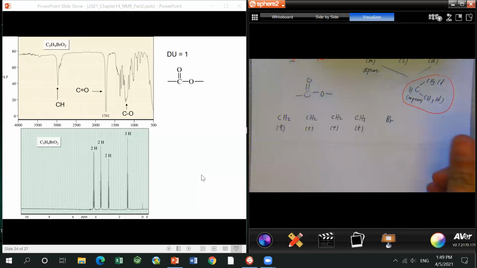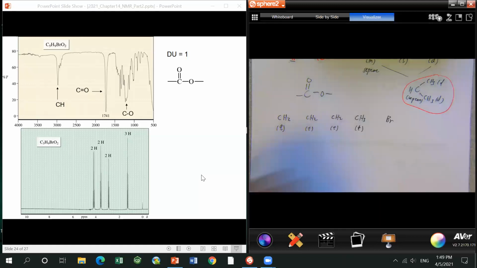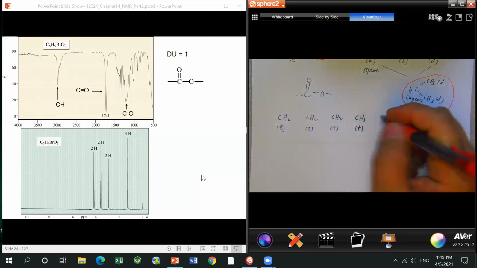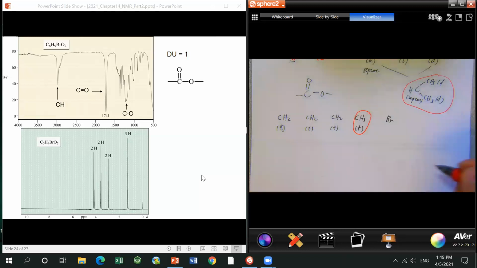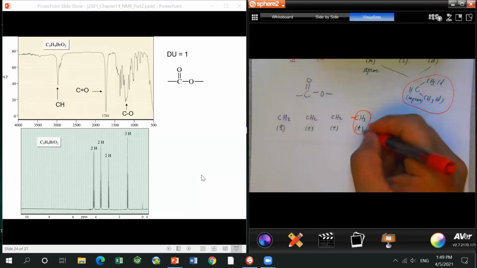So look at the split pattern. We need to use the N+1 rule. That's the important thing here. You guys can write it down. Always start from CH3. Always start from CH3, because CH3 has only 1 attachment. So definitely you know how many neighboring hydrogens there are.